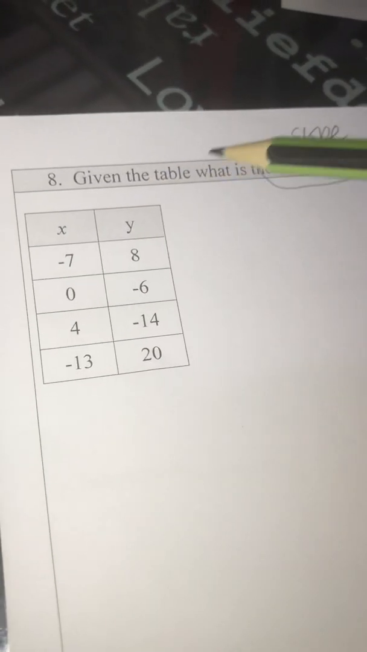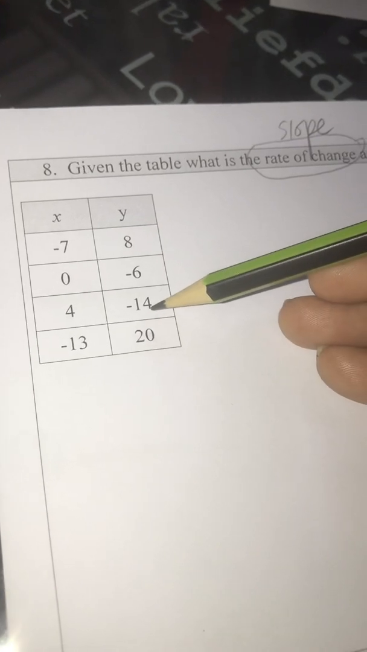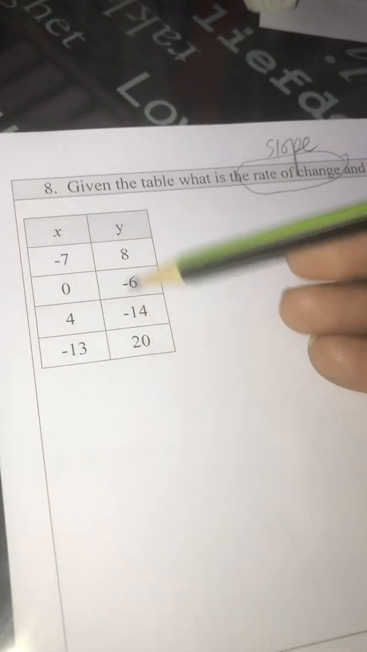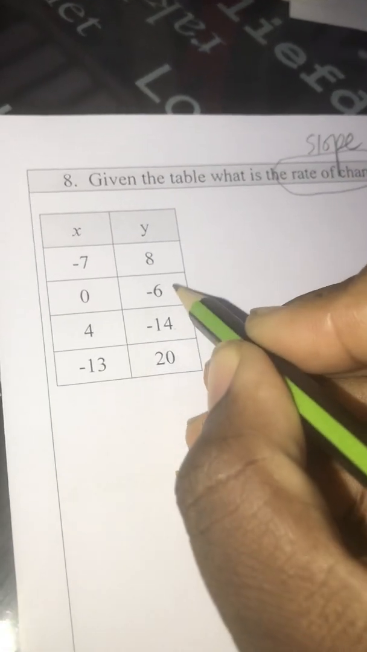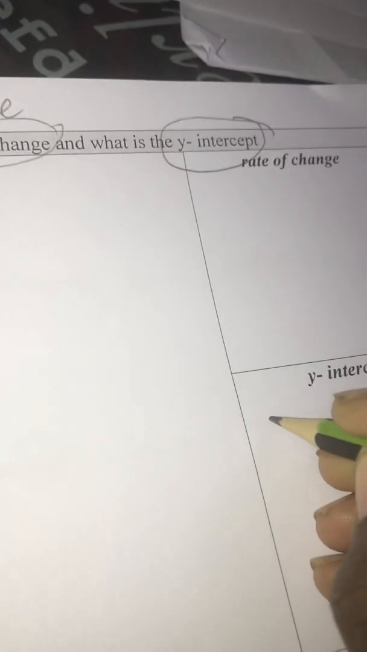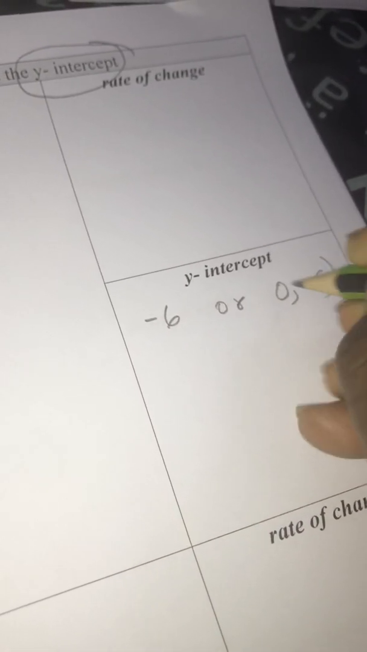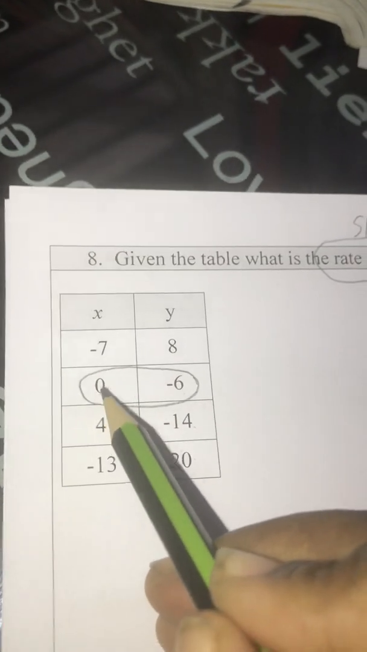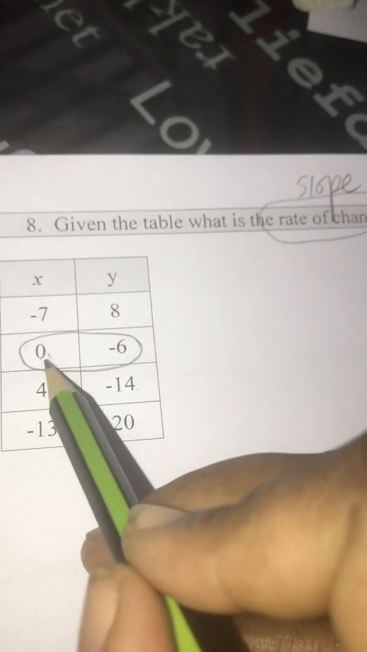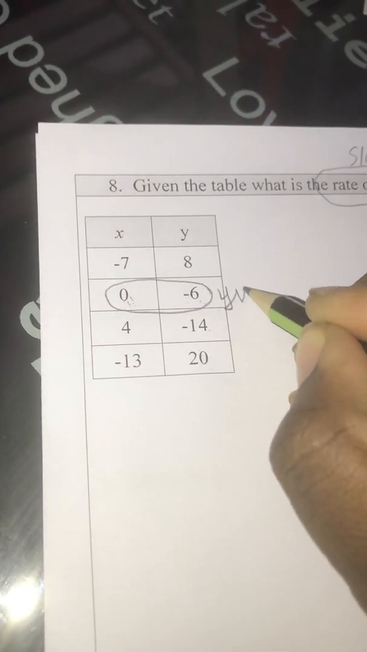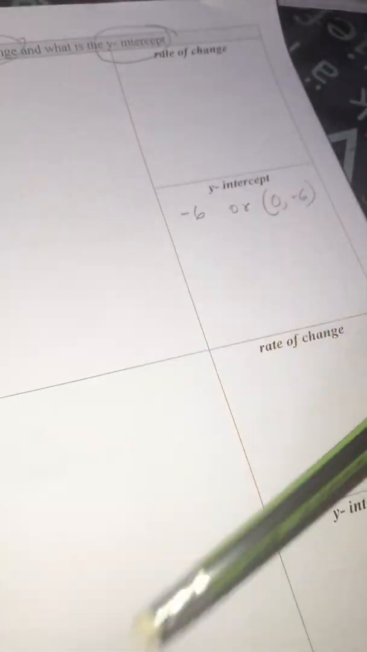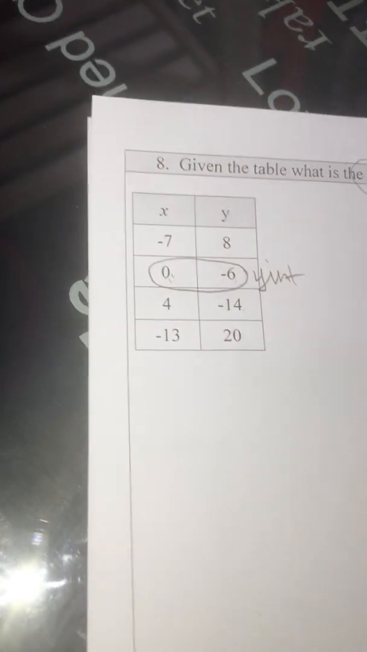So I will work with these two. It doesn't matter, pick any two. But I already know this is my y-intercept. When you have a table, you look for the one with 0. So my y-intercept is negative 6, or 0, negative 6. When x is 0, that number with 0 of x is your y-intercept. I don't even need to solve it, just by looking at my table.